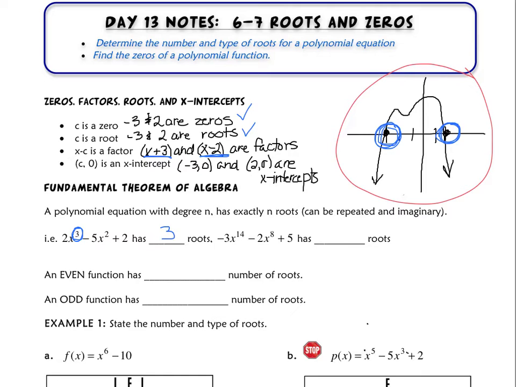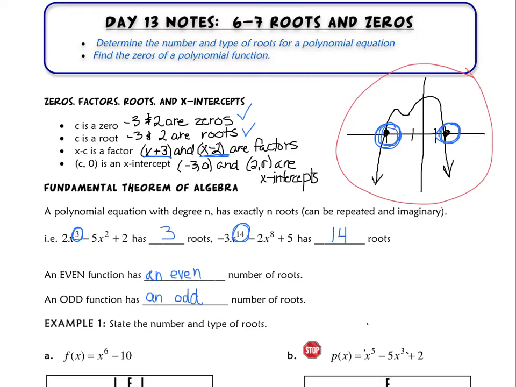The next one, -3x to the 14th minus 2x to the 8th plus 5, you look at the degree, it's 14 degrees, so it would have 14 roots. So whatever the degree is, that's how many roots, aka zeros, you're going to get. An even function has an even number of roots, and an odd function has an odd number of roots.